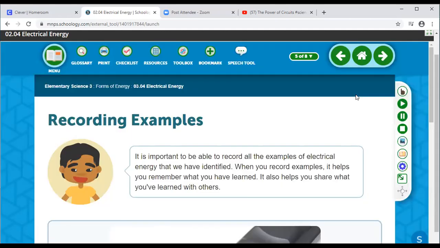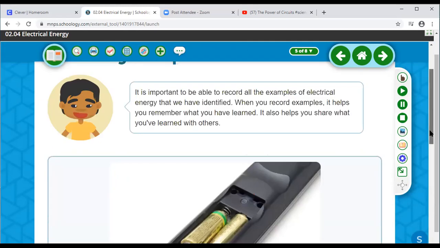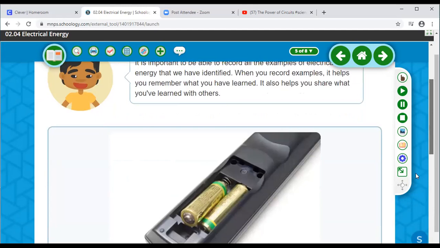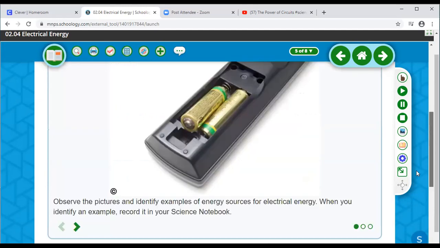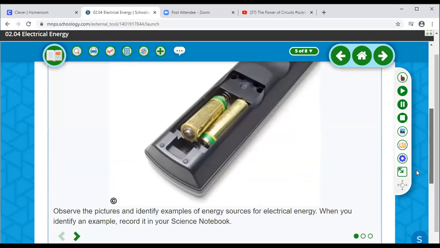Recording examples. Is it important to be able to record all the examples of electrical energy that we have identified? When you record examples, it helps you remember what you have learned. It also helps you share what you've learned with others. It says, observe the pictures and identify examples of energy sources for electrical energy. When you identify an example, you can record it in a notebook.